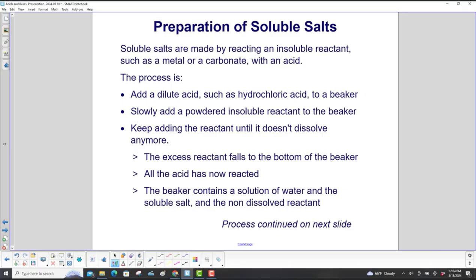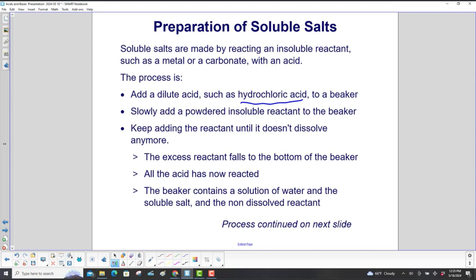We can make soluble salts by reacting an insoluble reactant such as a metal or a carbonate with an acid. And here's the process. First, add a dilute acid, such as hydrochloric acid, to a beaker. Slowly add a powdered insoluble reactant to the beaker. Keep adding the reactant until it doesn't dissolve anymore.